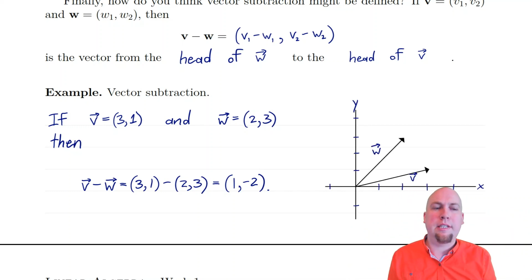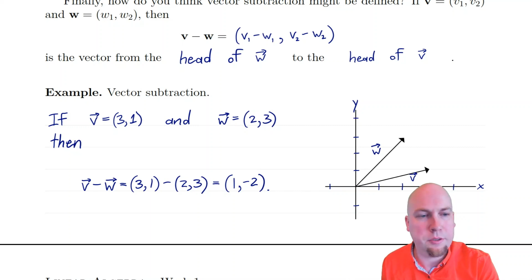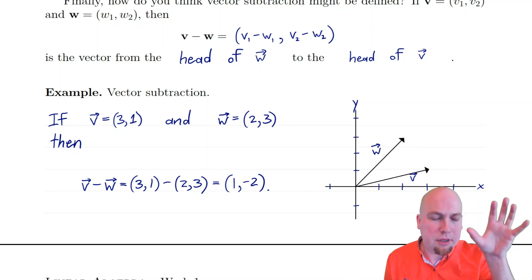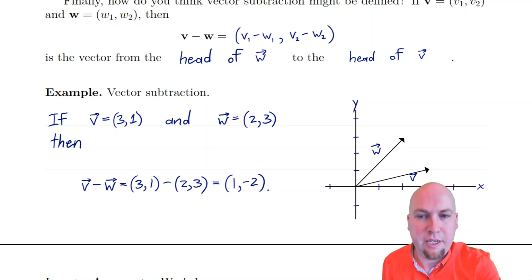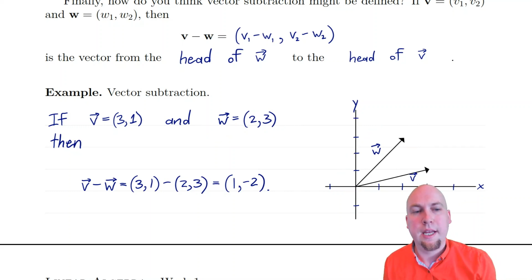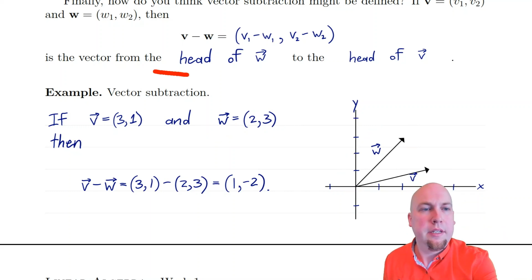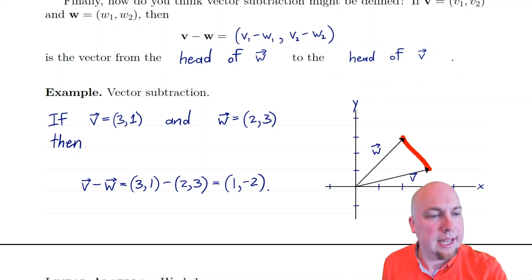Geometrically, you draw your two starting vectors in standard position. So here are v and w starting from the origin. v was (3, 1), so over 3 units, up 1 unit, and w is (2, 3), so over 2 units, up 3 units. And I claim that v minus w goes from the head of w to the head of v. So it should be this vector pointing down here.